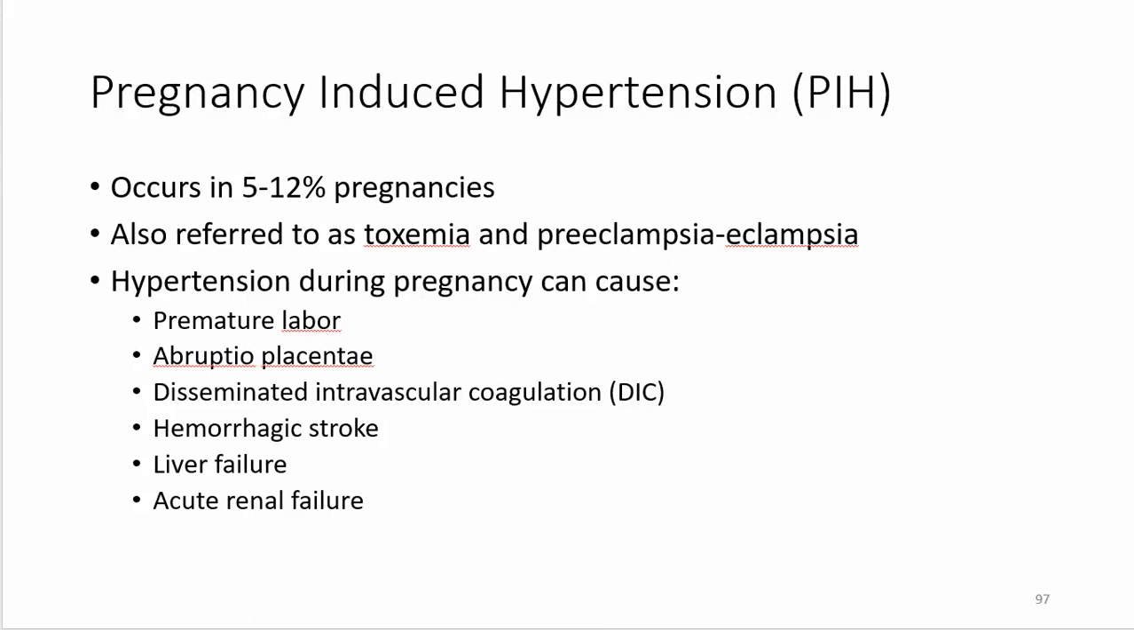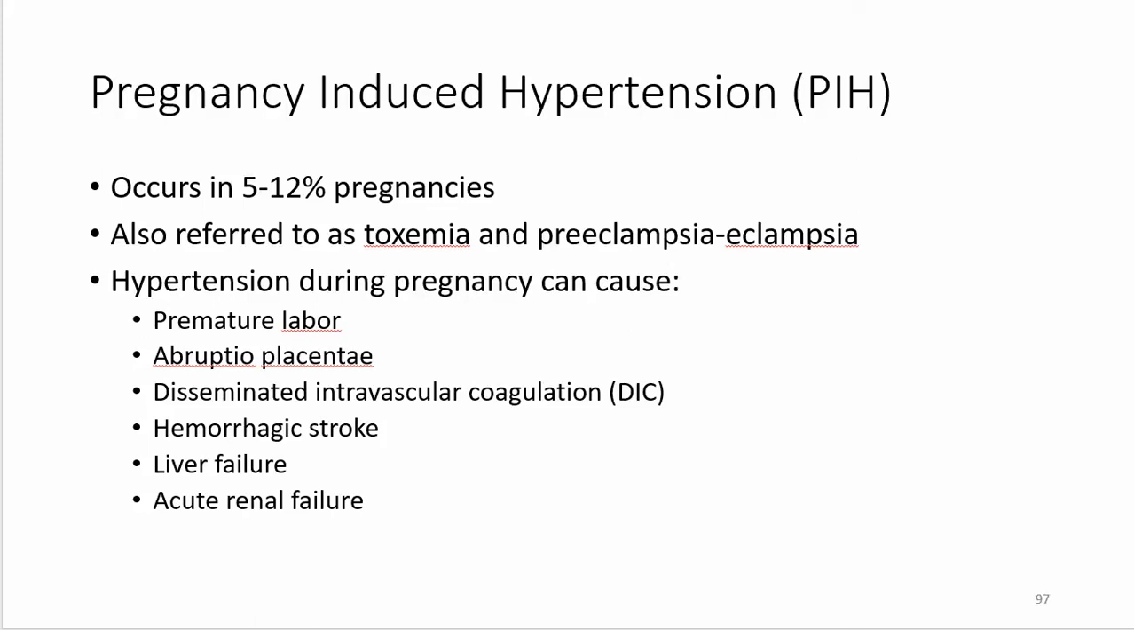The problem I have with the pregnancy-induced hypertension name is that it focuses on the hypertension, where the preeclampsia kind of spreads all the other things that may be involved. Toxemia means toxic blood. That's a bit of a misnomer. It's the old-fashioned name, and a lot of the lay public know it as toxemia.